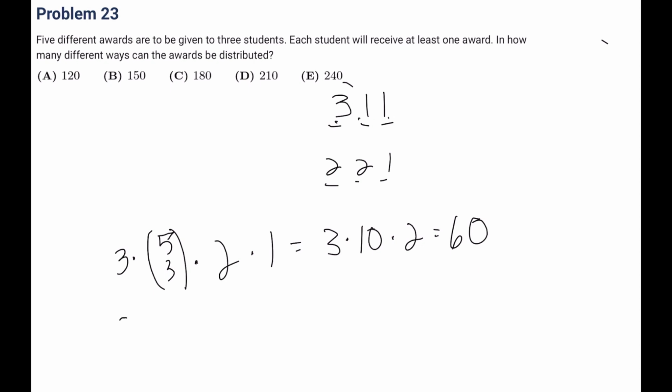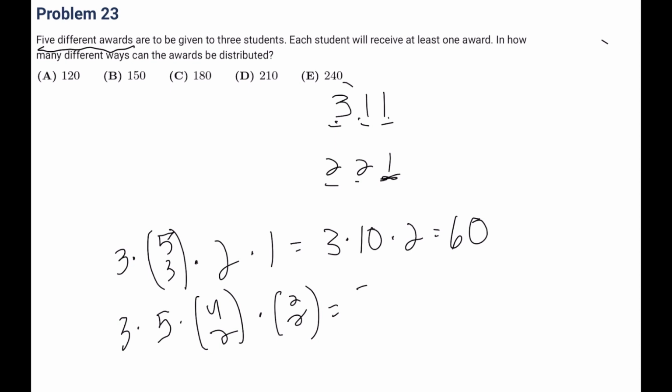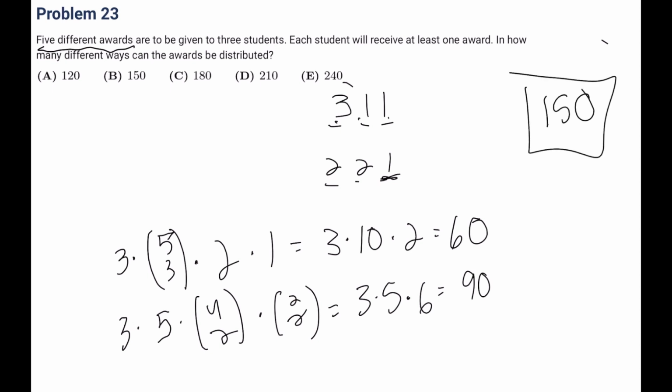So there's 3 ways to choose which student is going to receive 1 award. And there's 5 ways to pick the award for that student because there's 5 different awards. The next student has 4 choose 2 ways to pick the awards because there's 4 awards left and they're choosing 2. And then the last student is left with the remaining awards. So that's 3 times 5 times 6, which equals 90. And 60 plus 90 is 150, and that's answer choice B.